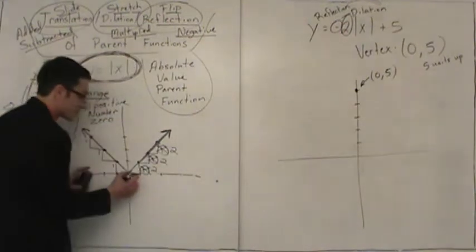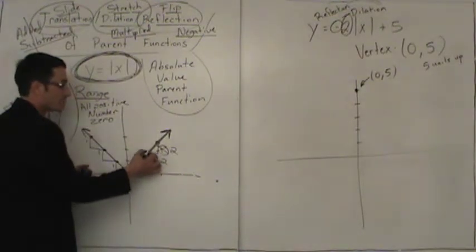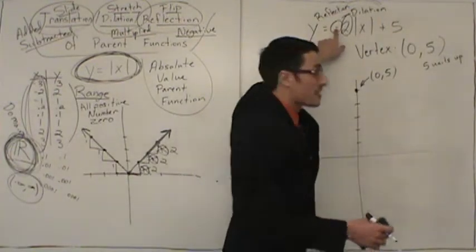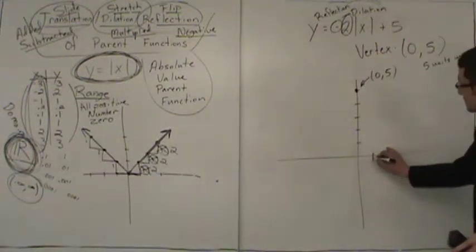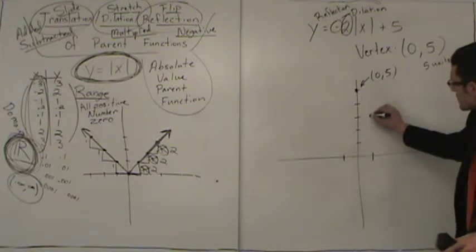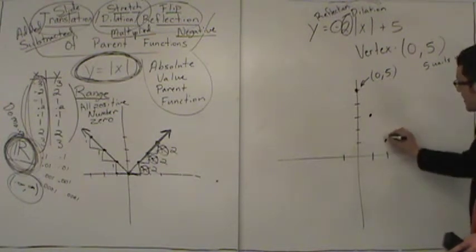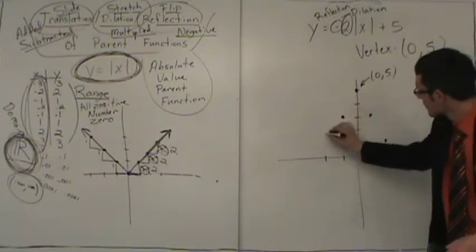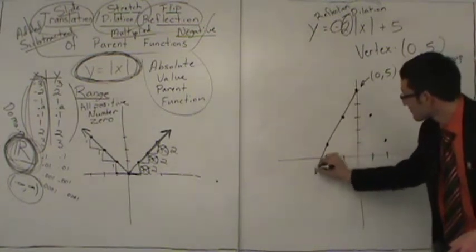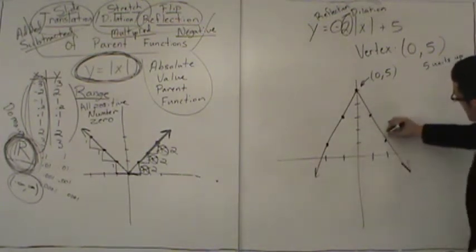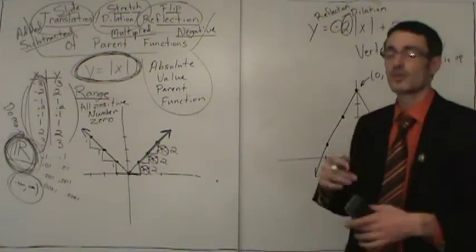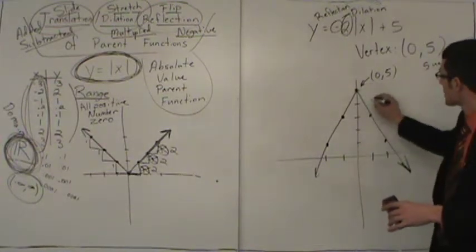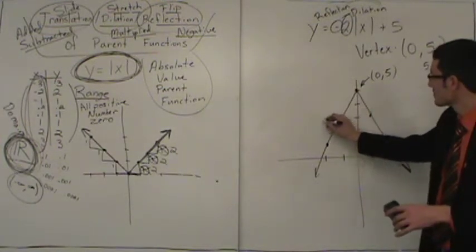So our pattern, instead of right 1, up 2, is right 1, down 2, because of the reflection. From the vertex, right 1, down 2. Do it again, right 1, down 2. And again, left 1, down 2. One more time, left 1, down 2. Graph the function. You guys are memorizing patterns right now. Later in the semester we're going to develop more in depth where this pattern is coming from.